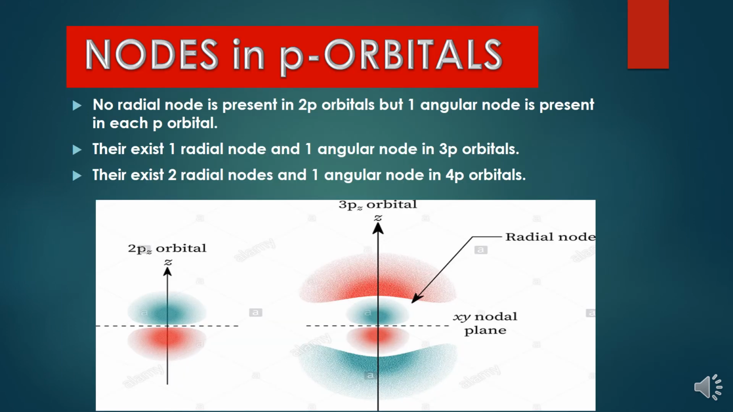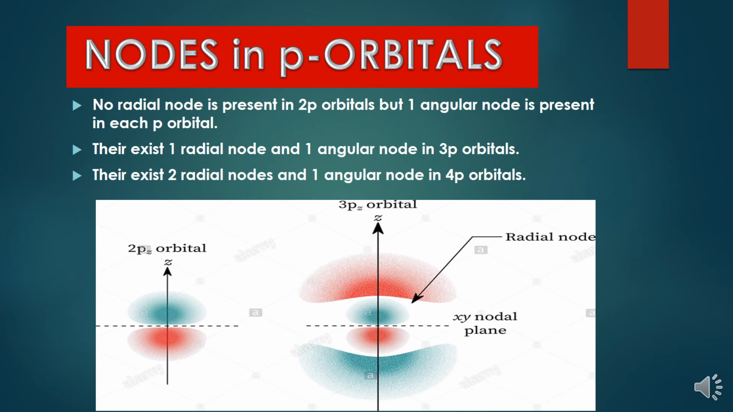Next, how many nodes are present in p orbitals? As we had discussed, each p orbital has a dumbbell shaped structure. So between the two lobes of that dumbbell, there is a plane. As you can see here in the first figure, between the two lobes there is a plane shown by these dotted lines, where the electron finding probability is approximately 0. So this is called an angular node.